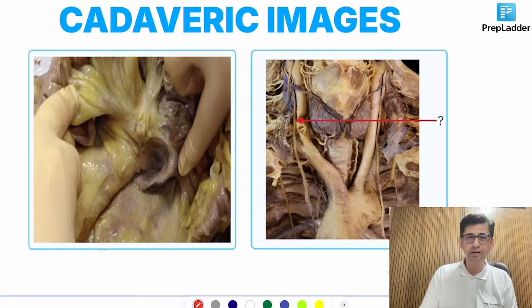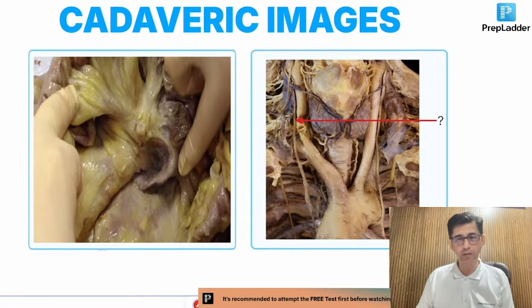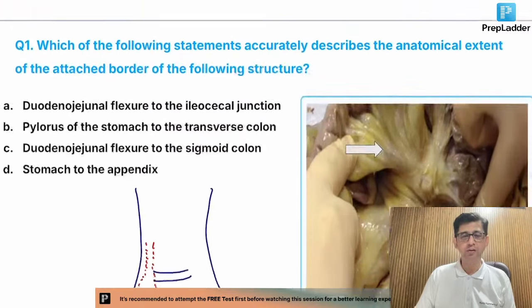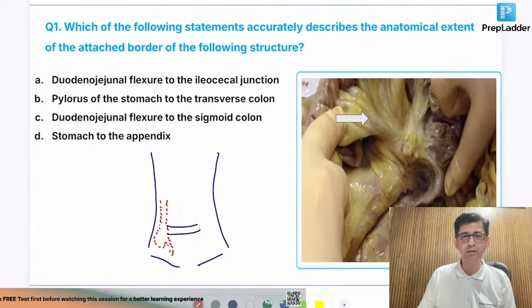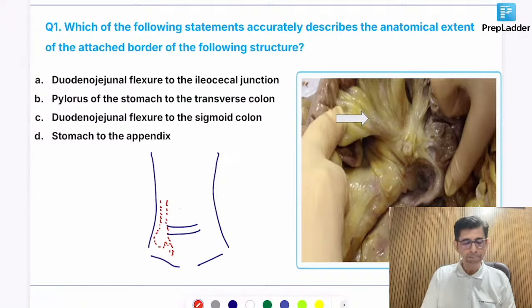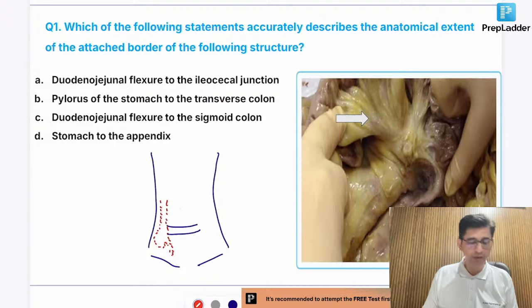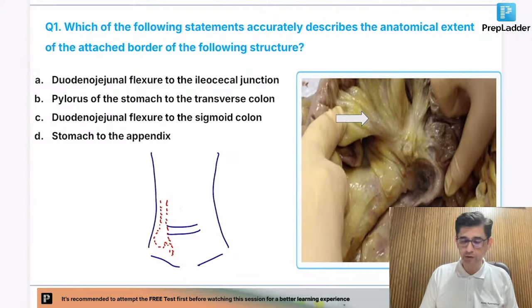So let's get started. The objective is to talk about cadaveric images, and I have a couple of questions in front of you. The very first one, I'll just zoom in a little more so that you can check out the image. It asks which of the following accurately describes the anatomical extent of the attached border of the following structure. The horizontal arrow is pointing towards the mesentery, and you need to select the right option with respect to the mesentery.